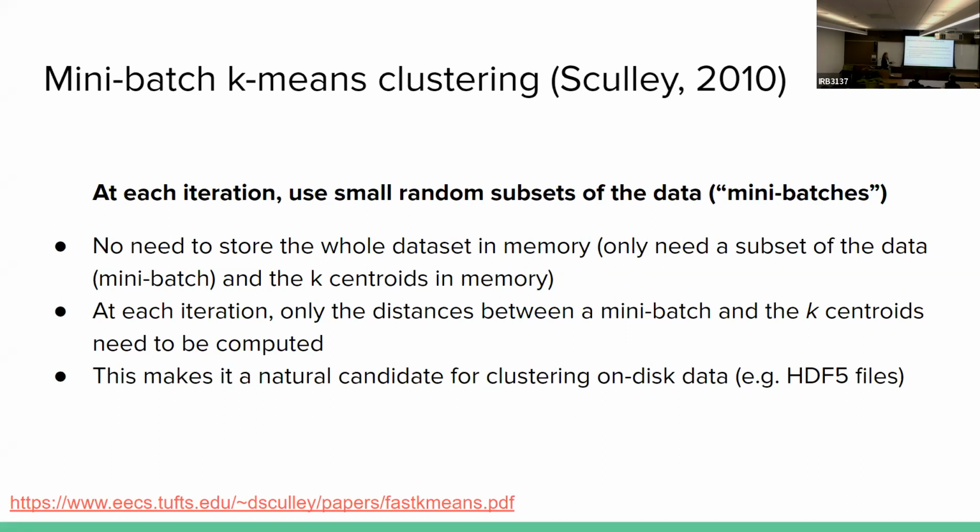So what does this get you? Well, in practice, there's no need to store the whole data set in memory. It works very easily with on-disk data formats or data formats that are in memory. At each iteration, you only need to store the distances between the observations in the mini batch and those k centroids, which is much smaller. It also makes it a really natural candidate for on-disk data. Underneath the hood, mini batch k-means, for those that are interested, is doing stochastic gradient descent. And I'm happy to go into more detail if people are interested.